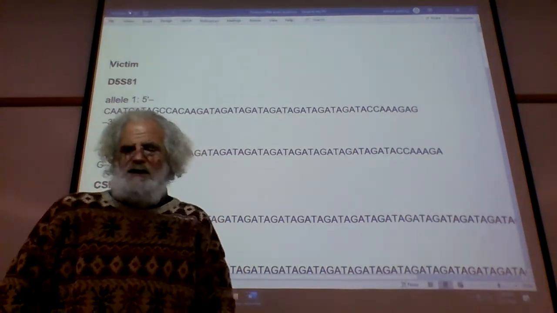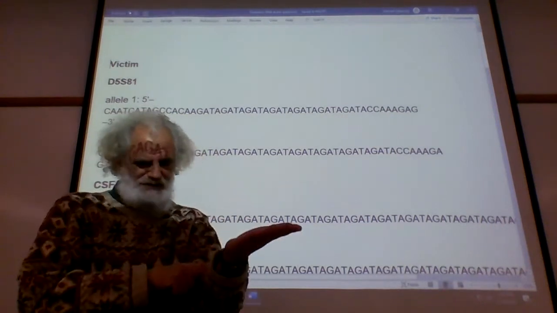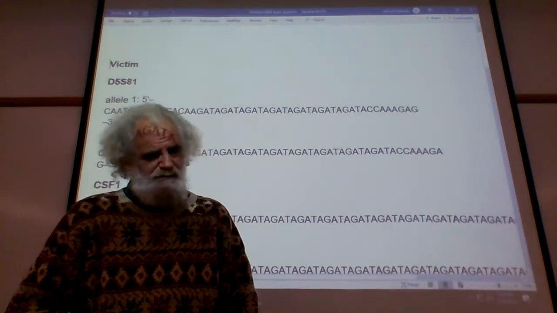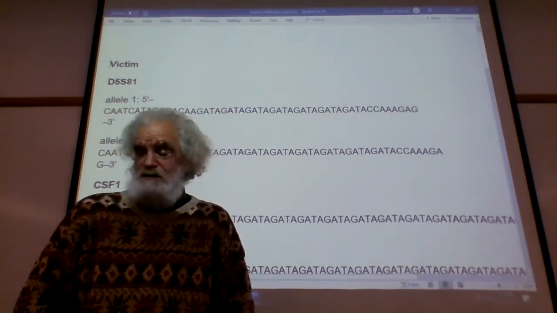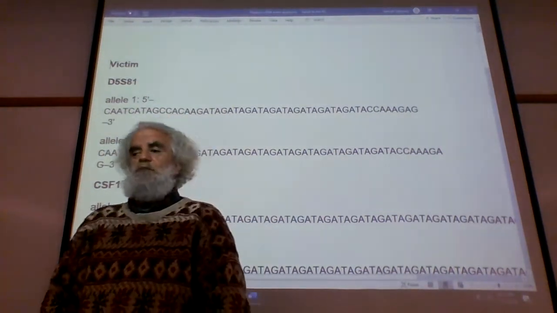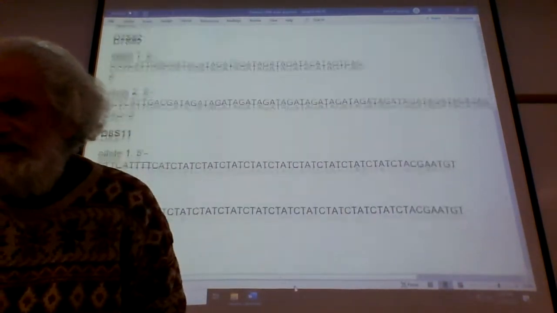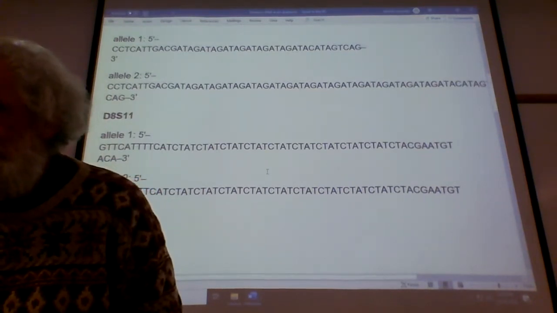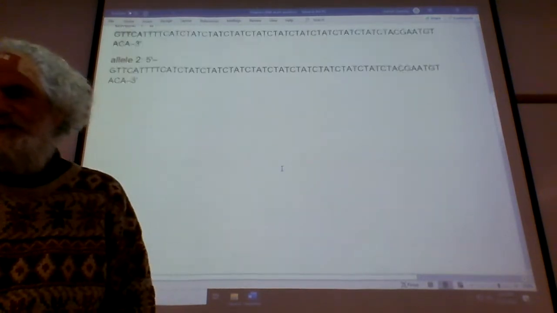The body has signs like there was an attempted suicide with slashes on the wrist, but there was blood in the living room, and there was blood on the side of the tub, and the victim had ligature marks around the neck, looking like she'd been strangled. So what we've got then is DNA from the victim, and DNA from the blood drop from the side of the tub.